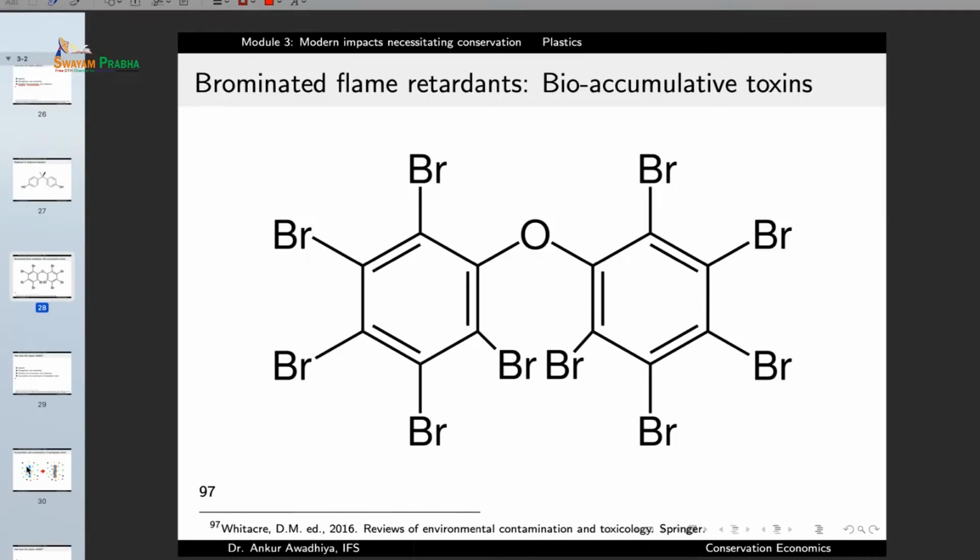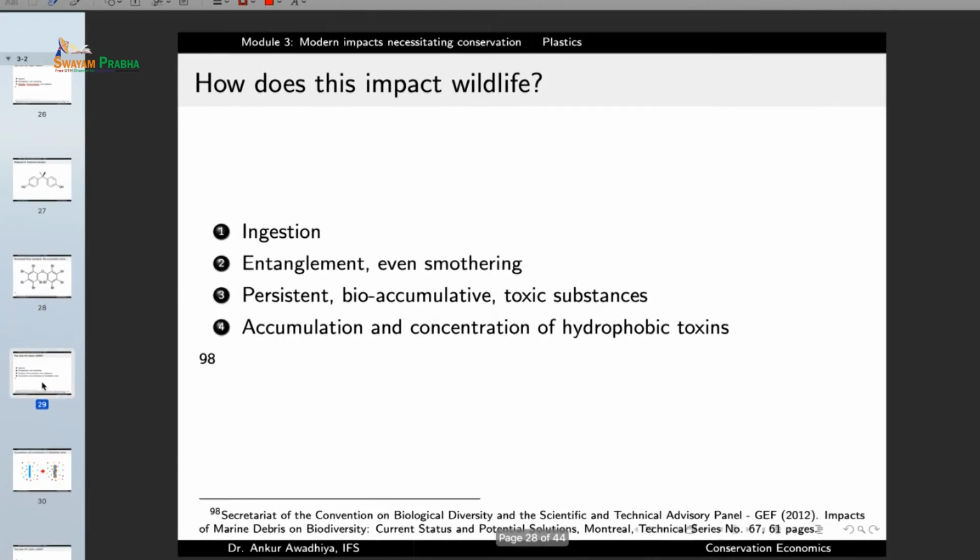But then these brominated flame retardants, even though they are able to stop fires, when these plastics are then thrown back into the environment and when these leach out, they are also accumulative toxins. So this is also another way in which plastics hamper biodiversity.